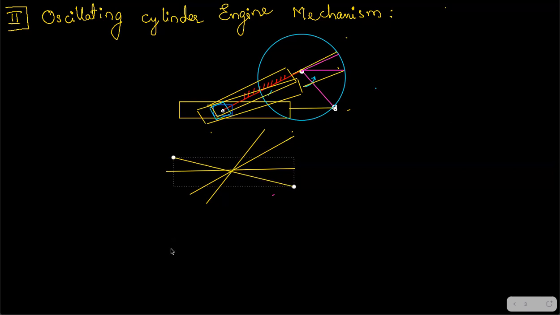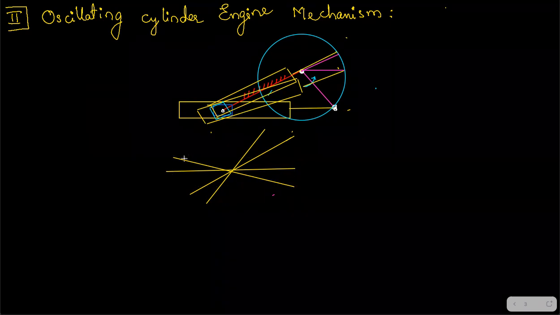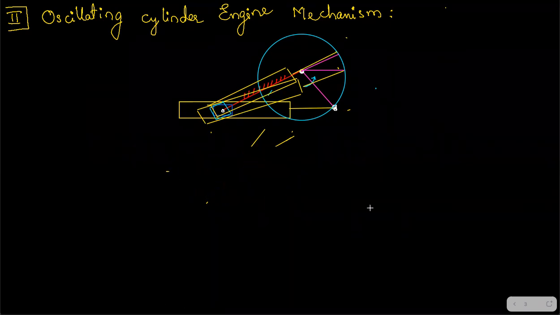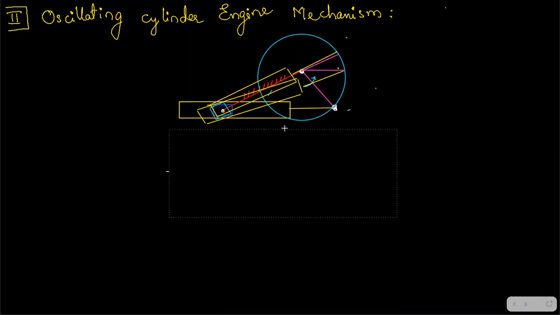You have very good animations online, you can just check them out for any confusions regarding how the oscillating cylinder engine works. Fine, so this is the explanation. And which link are we fixing? We are going to fix the connecting rod itself for the oscillating cylinder mechanism. Okay, so let's go to the next inversion.